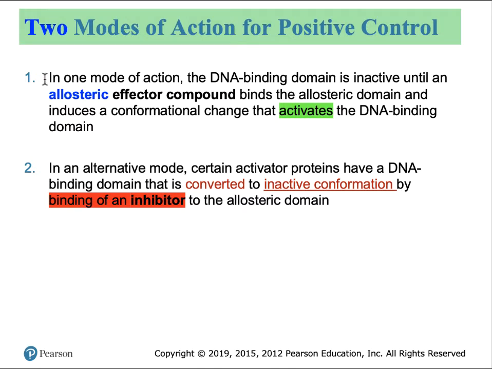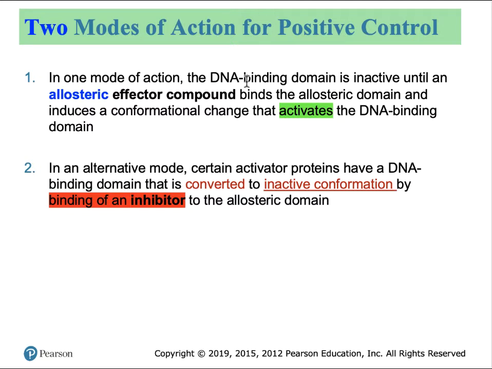In the first mode, the binding of DNA is initiated by the binding of something to the allosteric site on the protein. So the protein first binds its allosteric partner. That causes conformational change in the DNA binding domain and activates it this time.